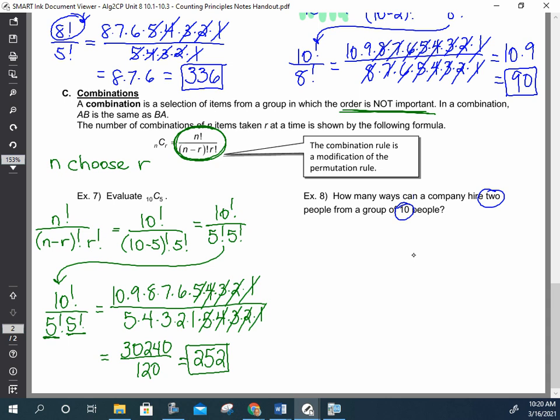So let's work this problem. How many ways can a company hire 2 people from a group of 10? I have 10. I need to pick 2 of them to hire. Choose 2 of them to hire. So that's 10, choose 2.